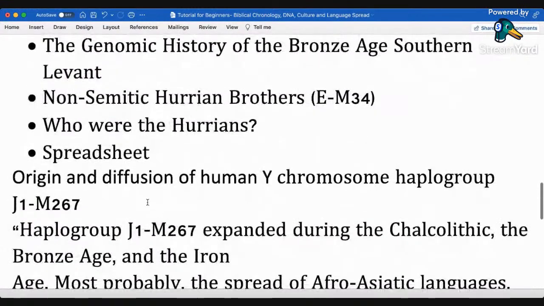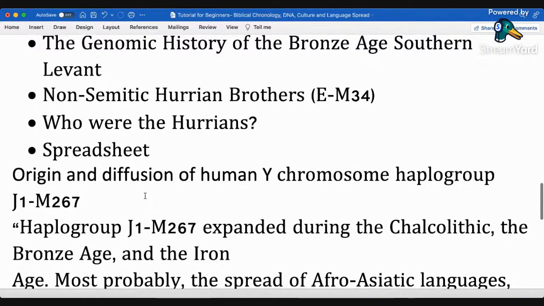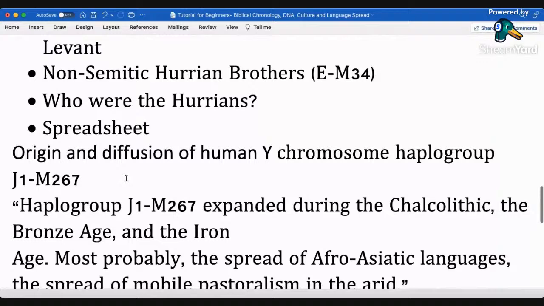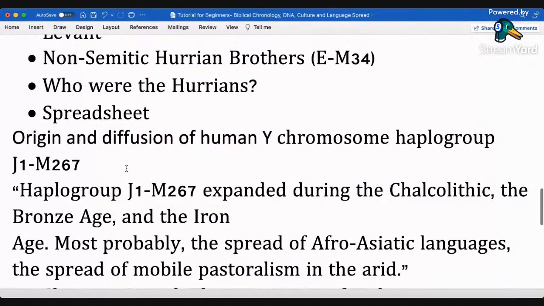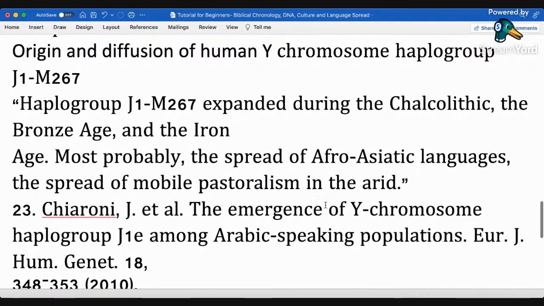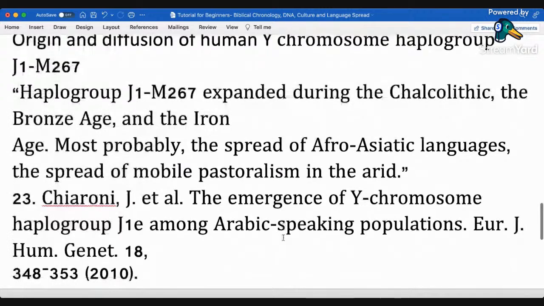I'll be touching base on the origin and the fusion of human Y chromosome haplogroup J1-M267. Another one is haplogroup J1-M267, which expanded during the Paleolithic, the Bronze Age, and the Iron Age. Most probably the spread of Afro-Asiatic languages, the spread of mobile pastoralism in the arid. You can find this on the emergence of Y chromosome haplogroup J1E among Arabic speaking populations.